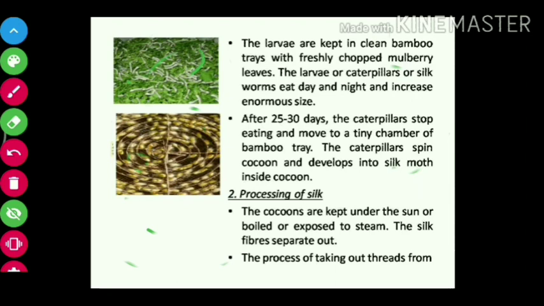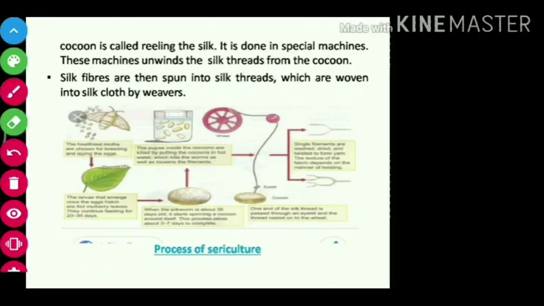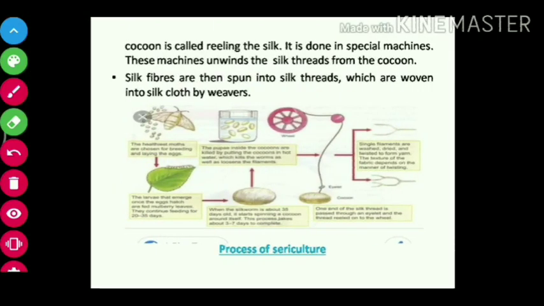Next is processing of silk. So from cocoon, how will we get silk? The cocoons are kept under the sun or boiled or exposed to steam. The silk fibers separate out. The process of taking out threads from cocoon is called reeling of silk. Next, it is done in special machines. These machines unwind the silk threads from cocoon. Unwinding is done by machines. Silk fibers are then spun into silk threads, which were woven into silk cloth by weavers.